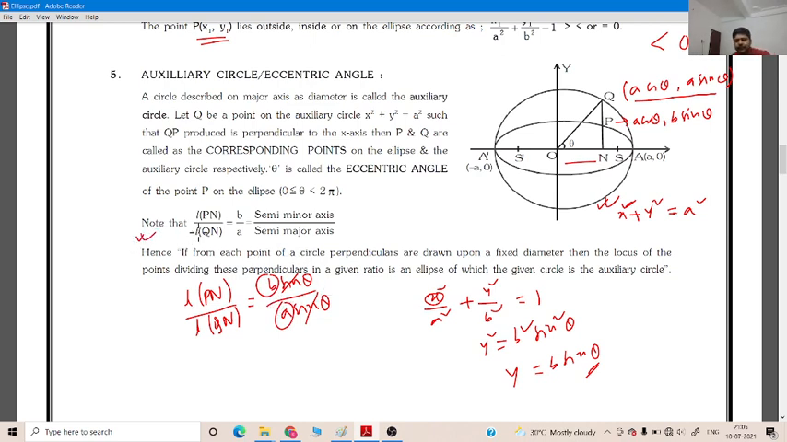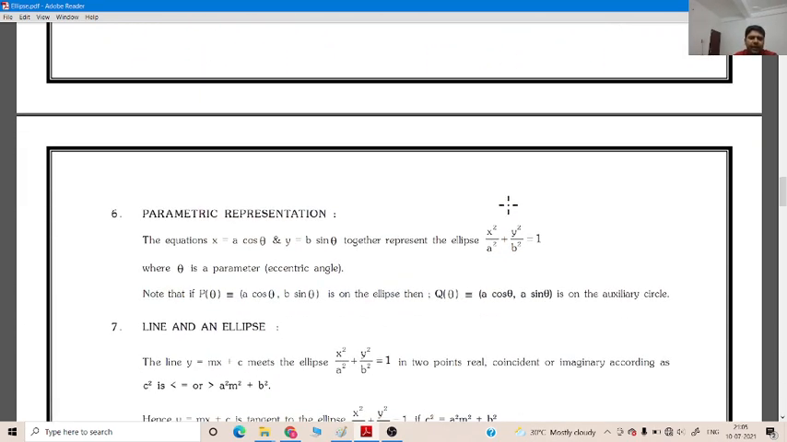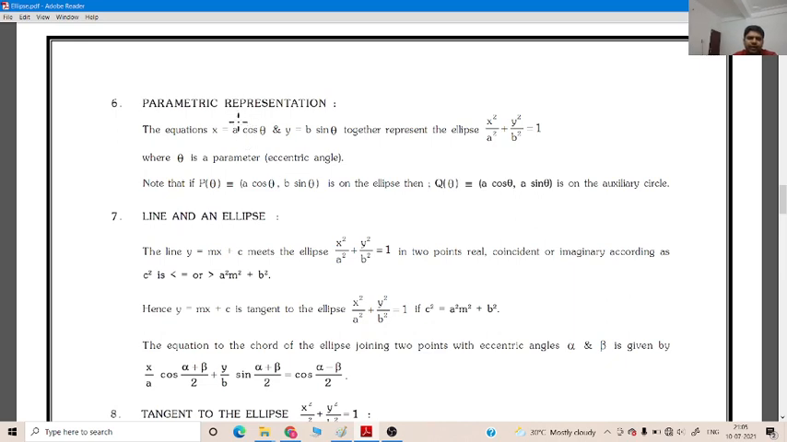Okay. Next, here I will discuss the parametric representation. This one I have already discussed. X equal to a cos theta and y equal to b sin theta represent the parametric form of the ellipse. This theta is a parameter, which is known as the eccentric angle.